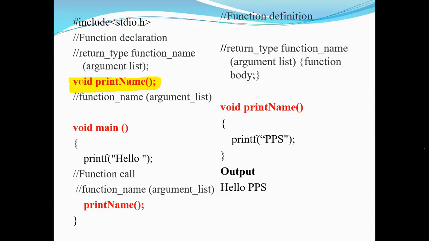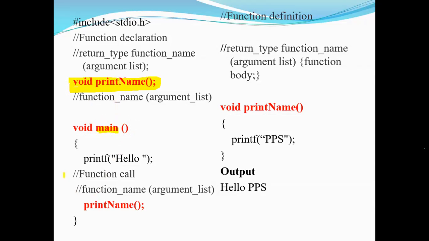Here void is called the return type, followed by print name, which is the function name. Then next, in this case, we have the function call. Here it is called a library function. Void main: here main is the function name, and within that there is no argument at all.